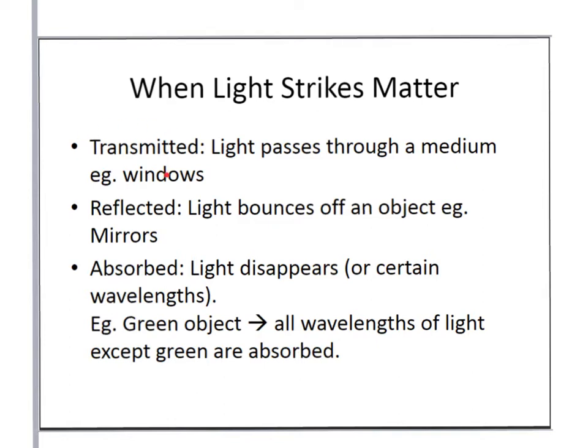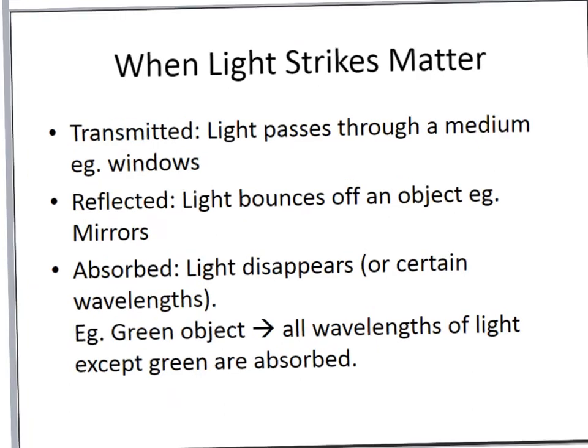So it can be transmitted, which basically just says that light will pass through an object. Generally, these are objects that are transparent or translucent. Light can also be reflected. So anytime light is bouncing off an object, that is reflection. And of course, light can also be absorbed. So we have transmitted, reflected, and absorbed. And again, all of these things could be happening at the same time. When we're talking about refraction, we're talking about light that is passing through a medium, so transmitted light.